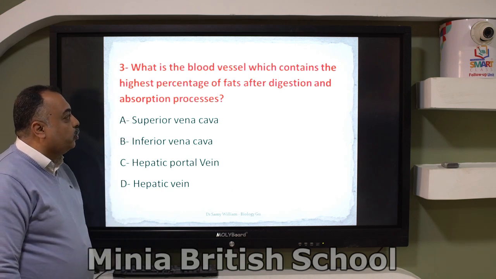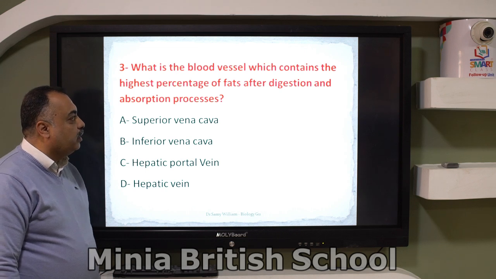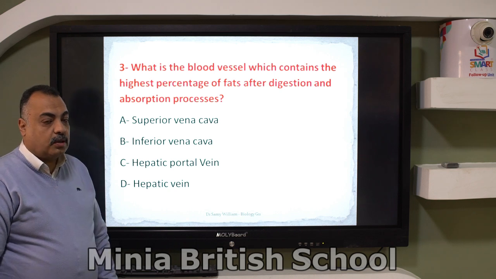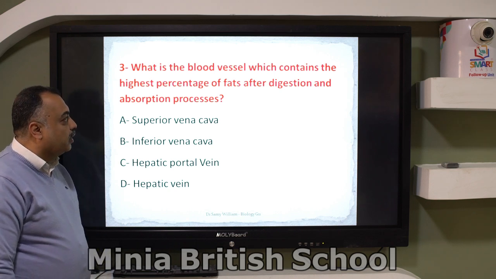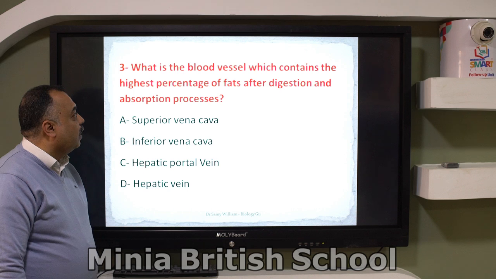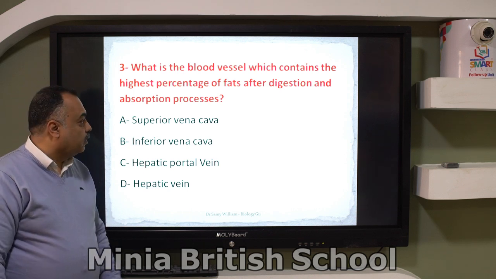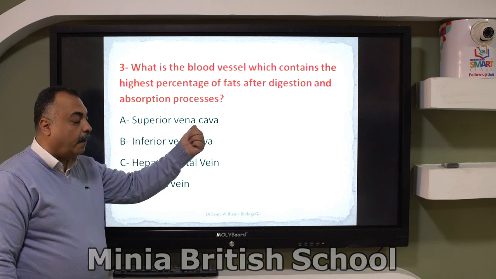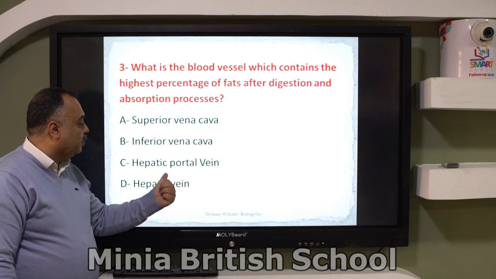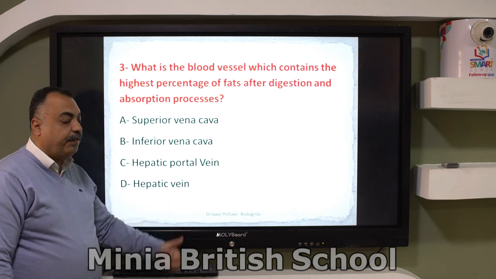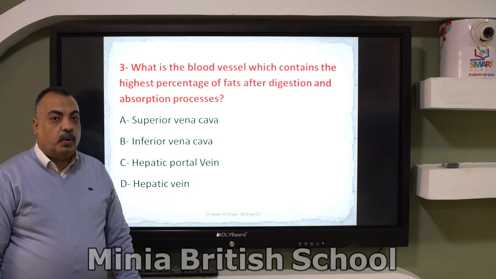What is the blood vessel which contains the highest percentage of fats after digestion and absorption processes? Number 1, superior vena cava, inferior vena cava, hepatic portal vein, or hepatic vein. What is the correct answer?